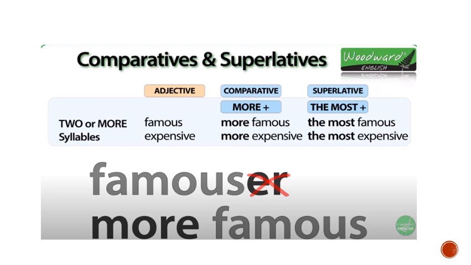Expensive, more expensive. So if we have two or more syllable adjectives, we form the comparative by adding more plus the adjective in the positive form.